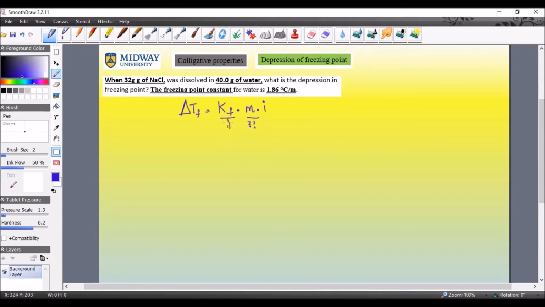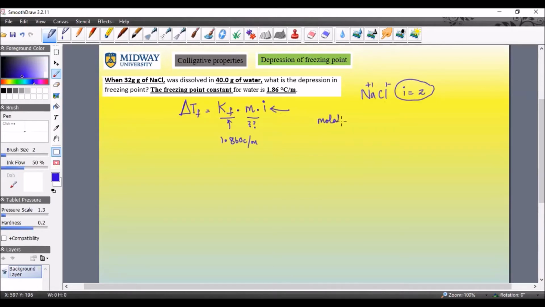This is given to you, which is 1.86 degrees Celsius over molality. i is the Van't Hoff factor. Sodium chloride is an ionic compound, right? Because this is a metal, this is a non-metal. So this is +1, this is -1. So we only have 2 ions total, so i equals 2. However, we still have to find the molality.